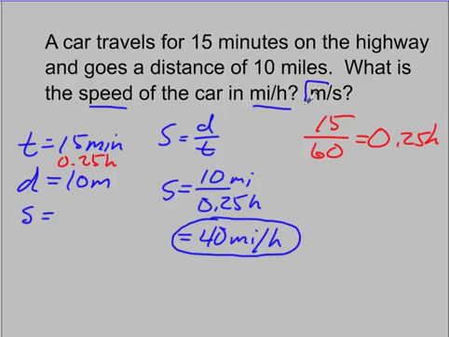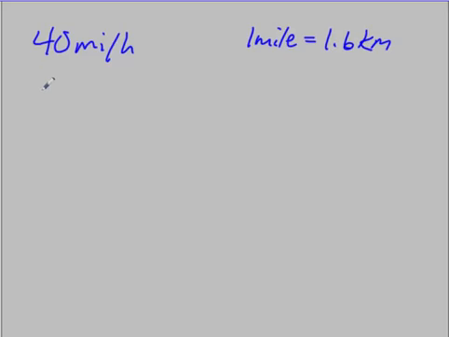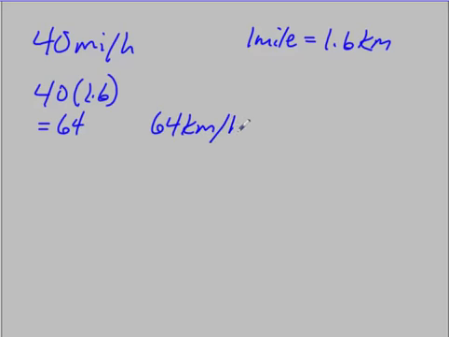Then it asks, what is it in meters per second? So now I have to take this 40 miles per hour and convert it to meters per second. When you do a conversion like this, do it step by step, one step at a time. Don't try to do everything at the same time until you get used to it. The first thing I'm going to do is take the 40 miles and convert it to kilometers. This is information you need to know: 1 mile is equal to 1.6 kilometers. So I'm going to multiply 40 times 1.6, and that's going to be equal to 64. So now I have 64 kilometers per hour.